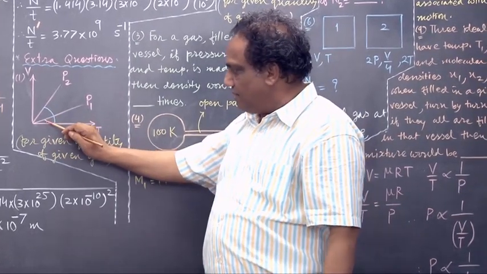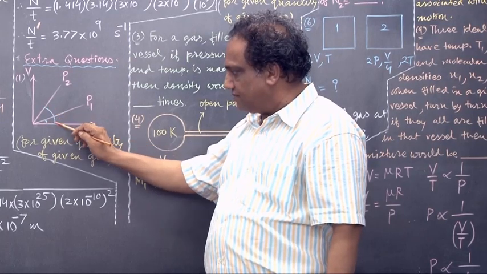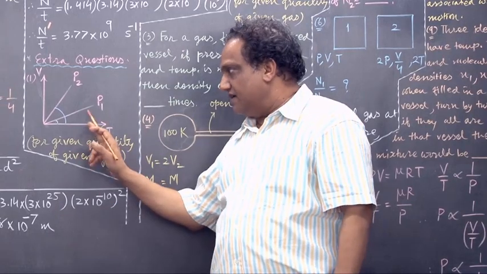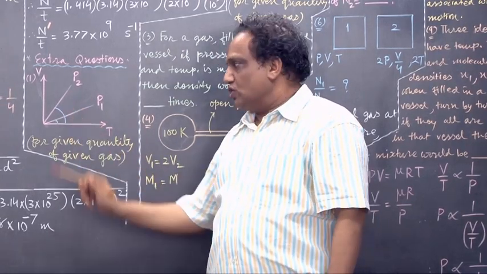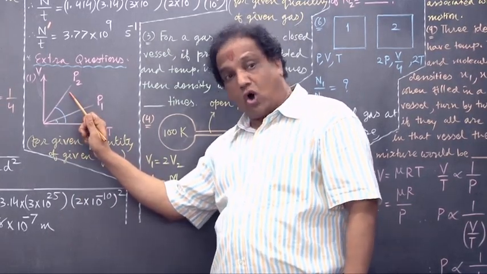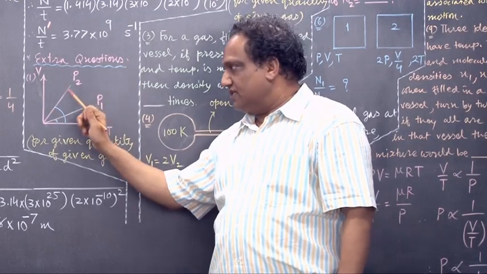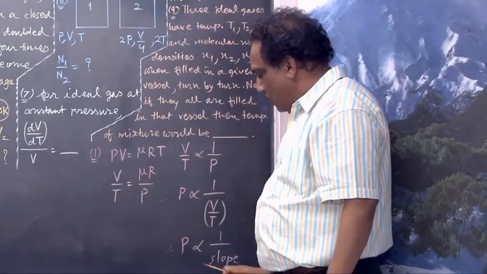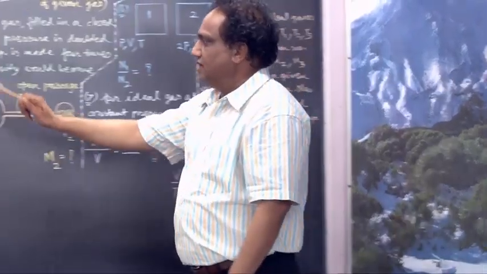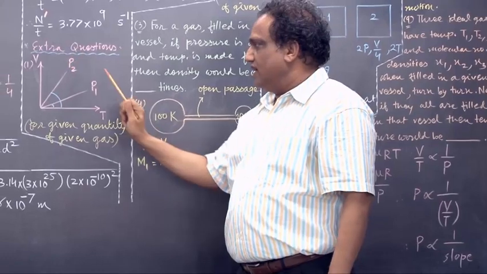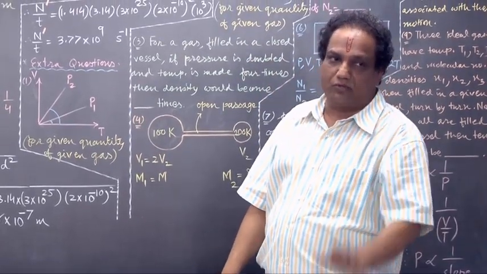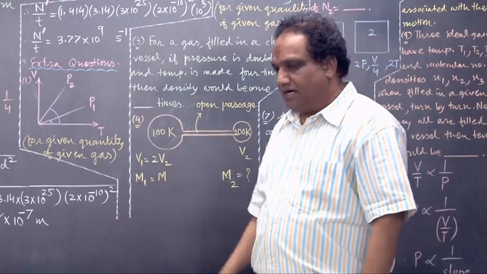Compared to this theta, this theta is more. So tan theta here is more, so slope for this graph is more. If slope is more, pressure will be less. So here pressure is less. So P2 less than P1. Speak in reverse: P1 greater than P2.